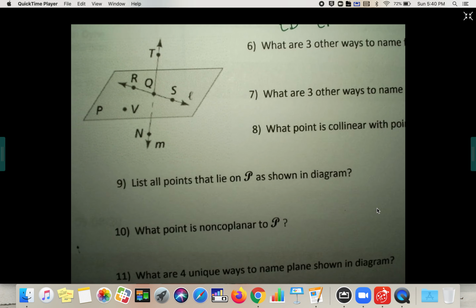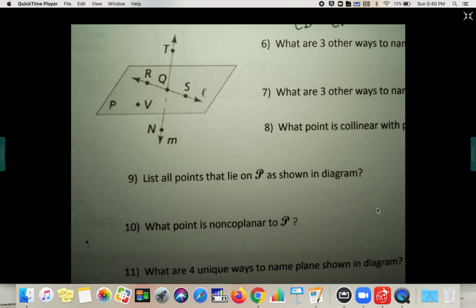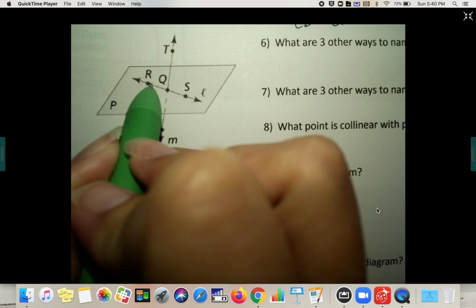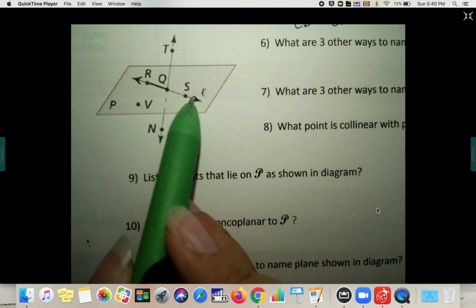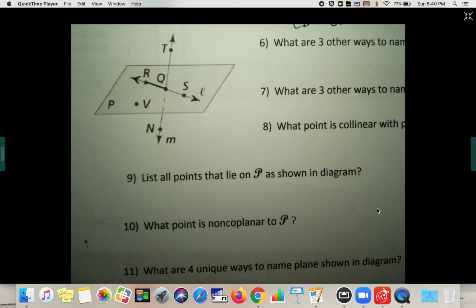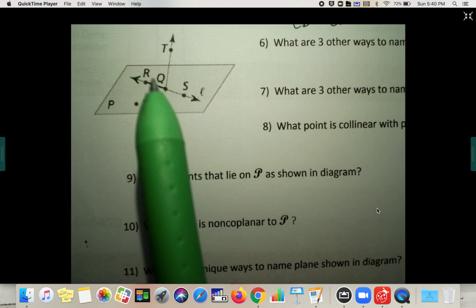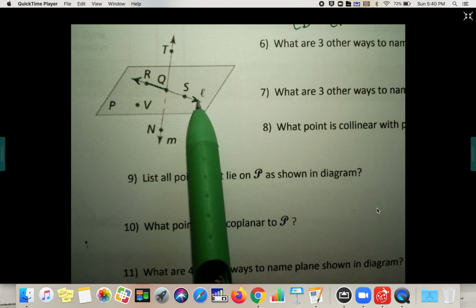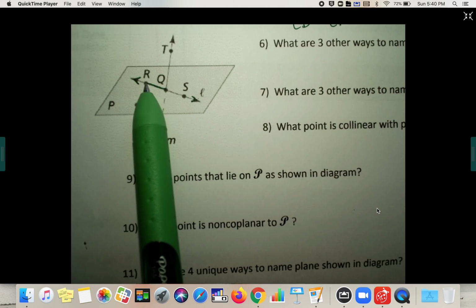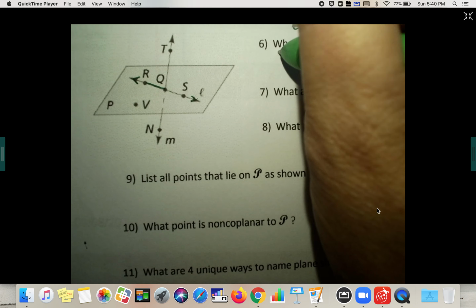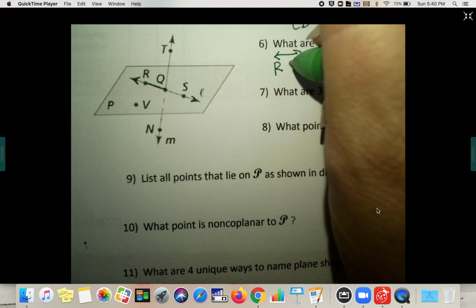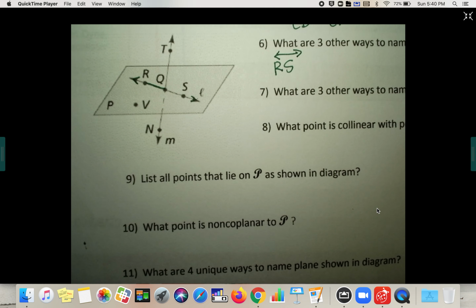So first of all, let's go over here to this picture and look at where line RQ is. They're talking about this line right here with arrows on both ends. So this line. What are 3 other ways to name it? Well, you can name it any of the points on the line. So we could name it line RS because S is also on that line. So line RS, that's one way to name it.